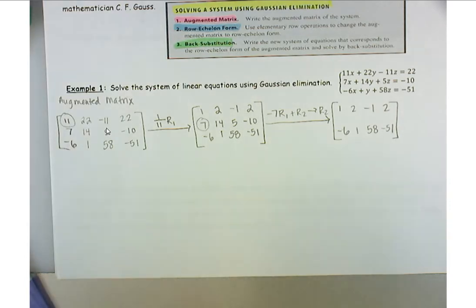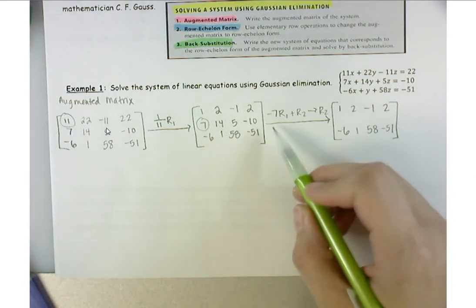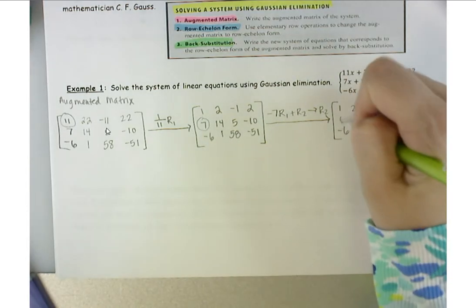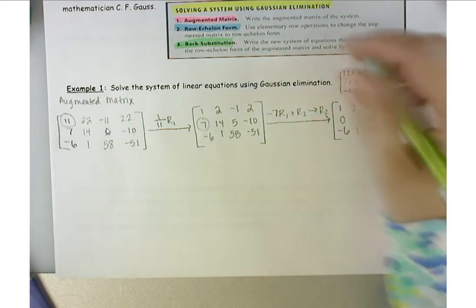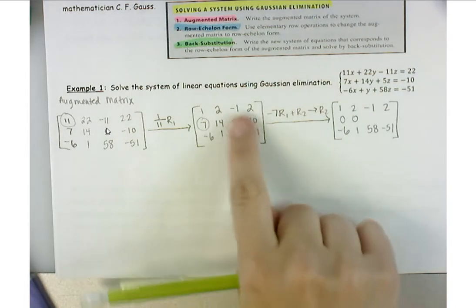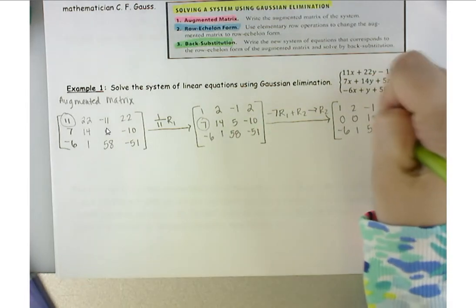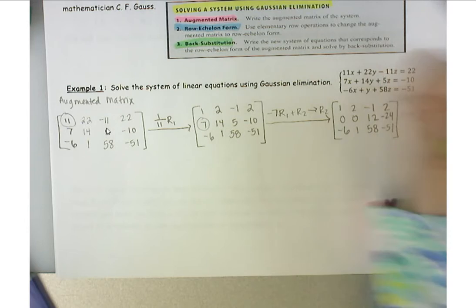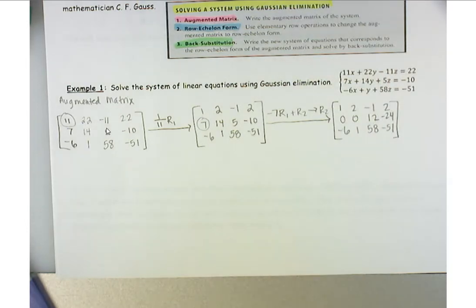Okay, so let's see how we did. So if we did -7 times row 1, then we would get 0. This was -14 plus 14, and you got 0. 7 plus 5 was 12, and then -14 minus 10 was -24. Is that what we got?